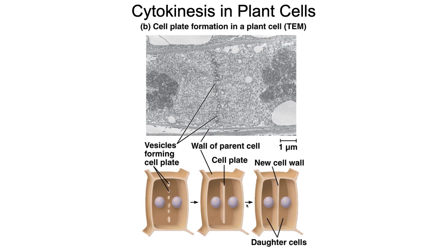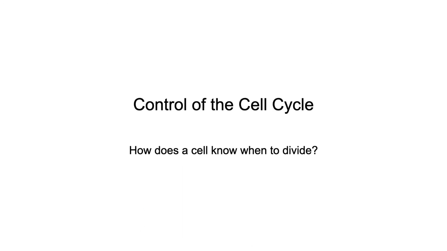Okay. So in lab, you are going to be looking and trying to find in the microscope vesicles and the cell plate of onion root tip cells. All right. So that concludes the various stages of mitosis. And what the next lecture is going to involve is understanding how the process of mitosis is regulated and how the cell cycle is regulated.